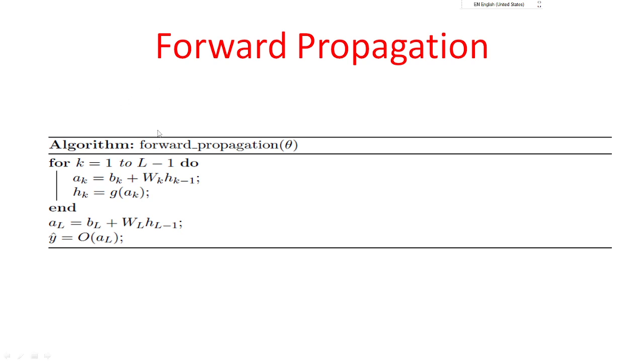So first we have forward propagation: a_k = b_k + W_k h_(k-1), the pre-activation, then the activation h_k, and you do this for all the hidden layers. And for the output layer, a_L = b_L + W_L h_(L-1), and y-hat = O(a_L).